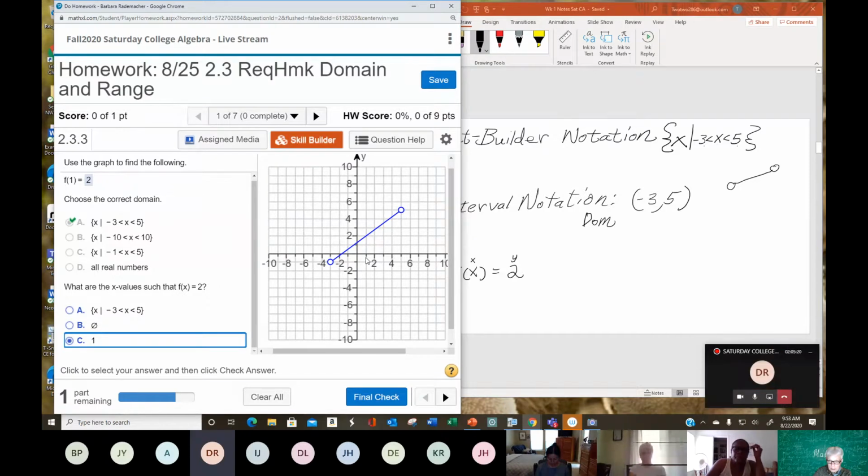Miss Barbara, so you use like that line to guide you to? Yes, exactly. That's exactly what I'm doing because I don't have the function. I don't have the formula. I have to go by the graph. All right. Good question. Thank you.